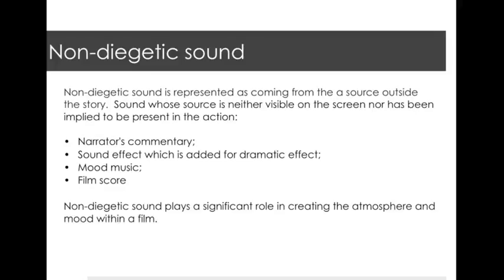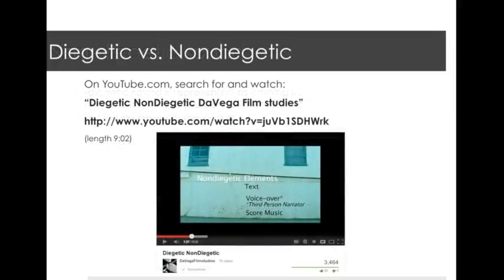Obviously, sound effects, which are added for dramatic effect, that are not emanating from objects on the screen, or any kind of mood music or film music, as we mentioned before, are the main categories. These usually will create atmosphere or different kinds of emotional moods, as we mentioned.